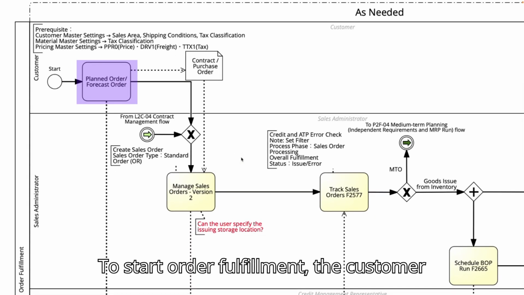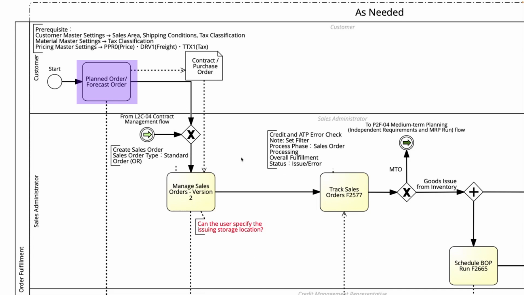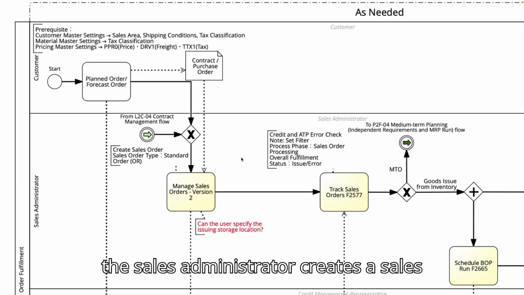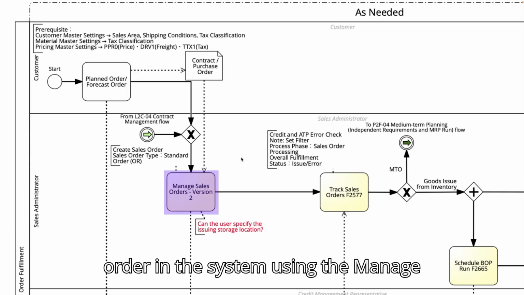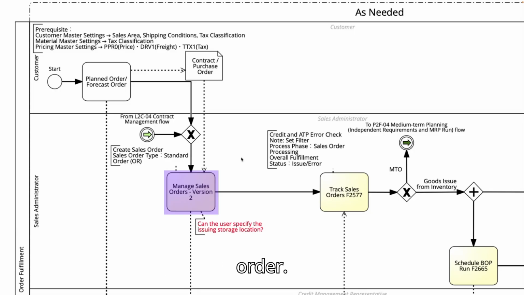To start order fulfillment, the customer places an order for goods with the company. Once the company receives the request, the sales administrator creates a sales order in the system using the Manage Sales Order app according to the purchase order.